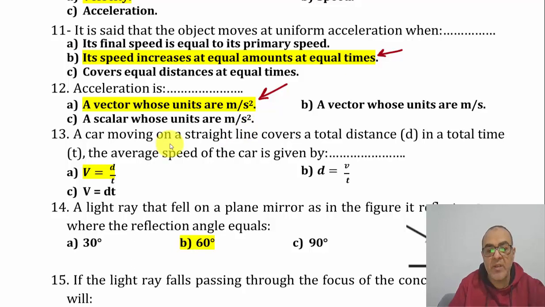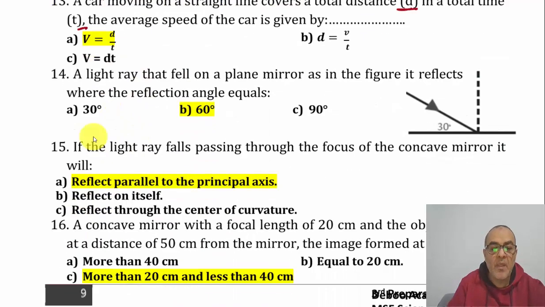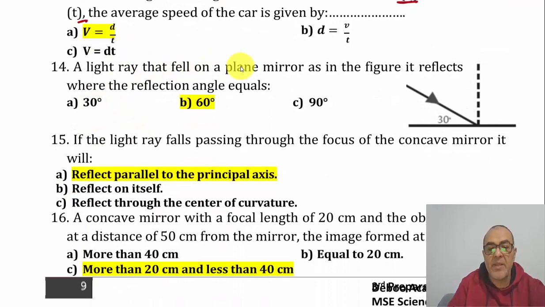A car moving on a straight line covers a total distance d in a total time t. The average speed is V equals D over T. A light ray falls on a plane mirror as in the figure; where is the angle of reflection? This one is the reflection angle, and this one is 90 degrees. So this is 30, so the angle of reflection is 60.